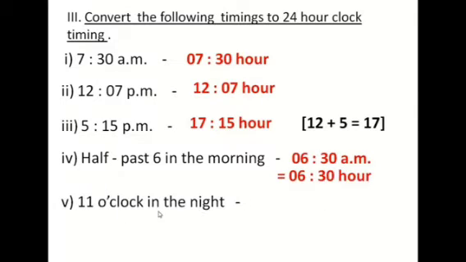Fifth one, 11 o'clock in the night. That means 11 PM. Yes. So 11 PM means what can we write? Add 12 with 11. So 11 plus 12 gives you 23. So 23:00 hour.